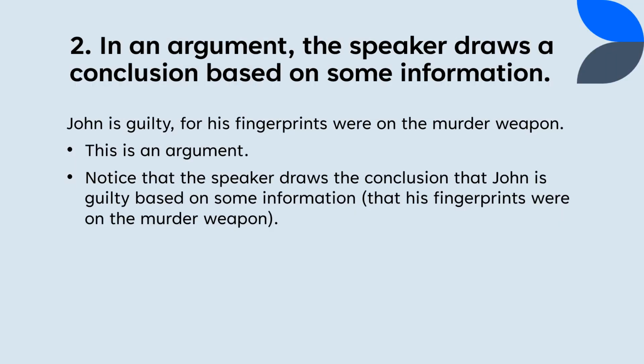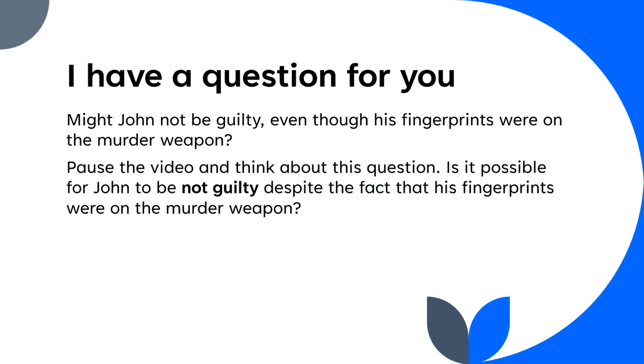and that's why it's an argument. Here's another way of understanding what an argument is, a second way. In an argument, the speaker will draw a conclusion based on some information. So in this case, the speaker draws the conclusion that John is guilty from the information, which he considers to be true, that his fingerprints were on the murder weapon. He takes the fact that his fingerprints were on the murder weapon, or what he thinks to be a fact, and then he draws the conclusion that John is guilty. And that makes this an argument.